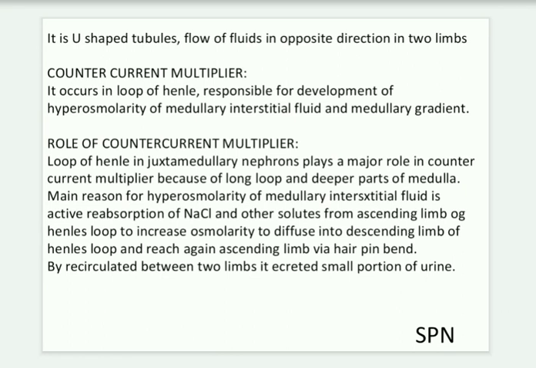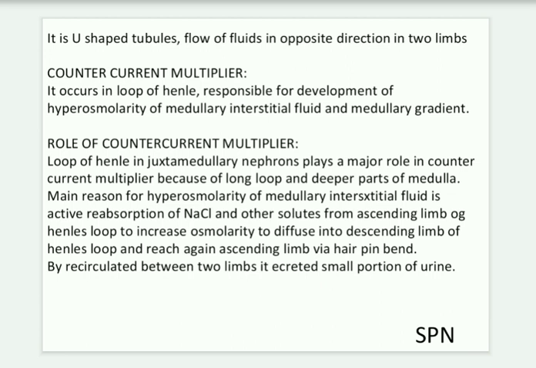It is a U-shaped tubule with fluid flowing in opposite directions in the two limbs. As there are two limbs, the ascending and descending limbs of the nephron part of the kidney, there is a counter current multiplier and a counter current exchanger in this mechanism.